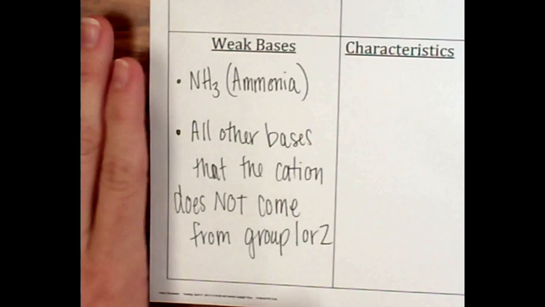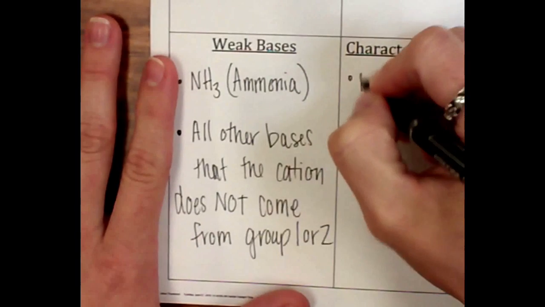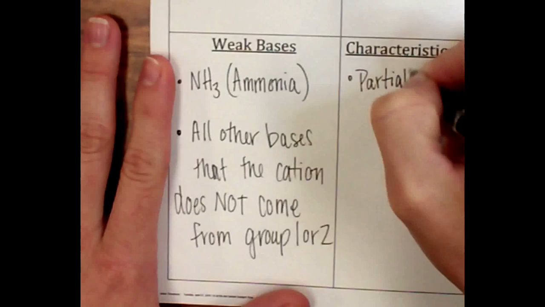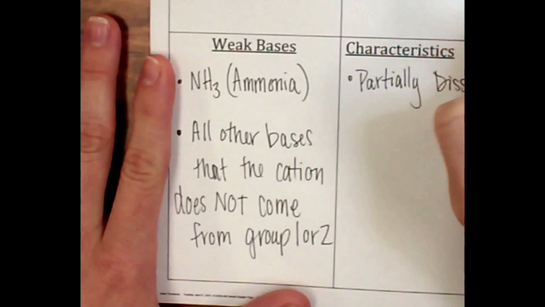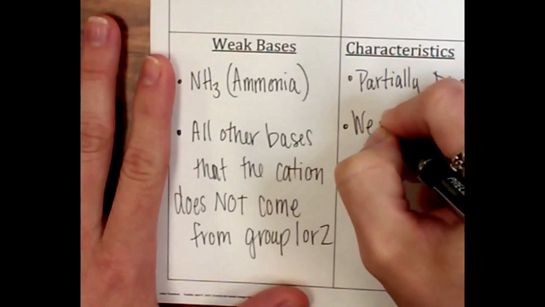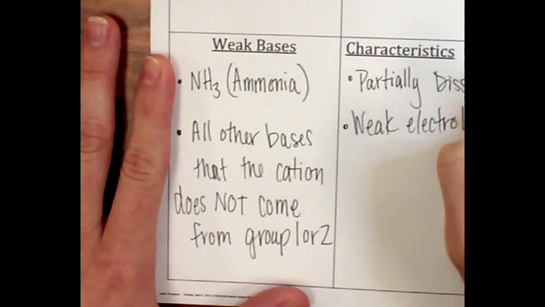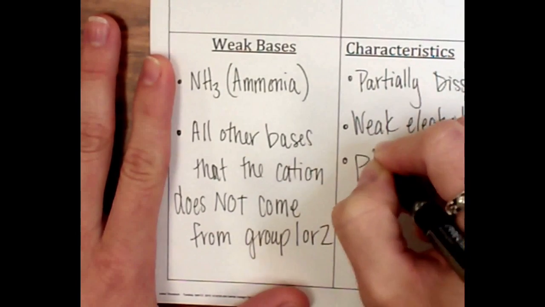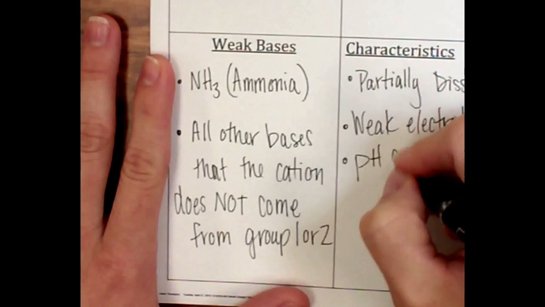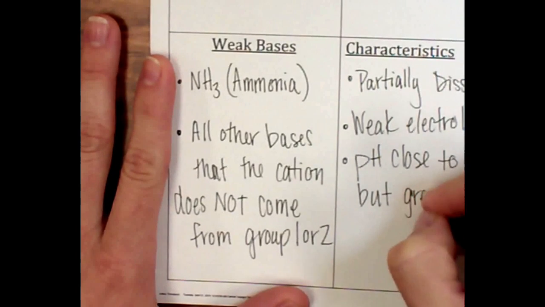This is going to have the exact same characteristics as a weak acid. It's only going to partially dissociate again. We will say that it is also a weak electrolyte. And then it slightly changes for our last bullet, because the pH can't be less than 7. It's going to be greater than 7, but close to it.